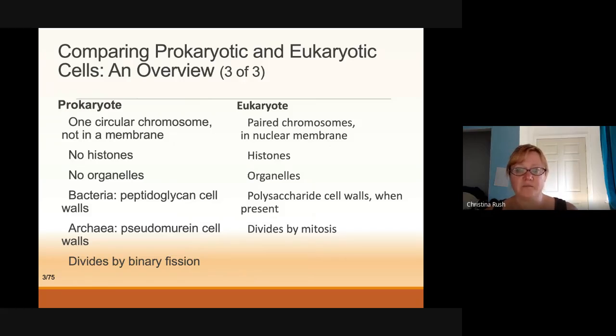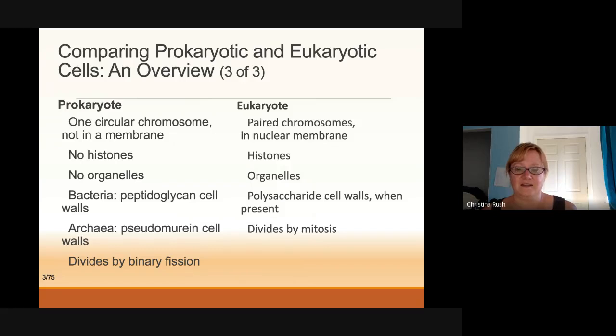Now, eukaryotes have paired chromosomes, and these are in a nuclear membrane. So all the genome is stored in the nucleus. The DNA is wrapped around histone proteins. This is to package more DNA. Eukaryotes are more complicated than prokaryotes, so they're going to have more DNA. Eukaryotes have organelles, and we're going to go through all of the different types of organelles. Again, I'm hoping that's a review. If it is not, let me know, because I need to know what you learned in biology.